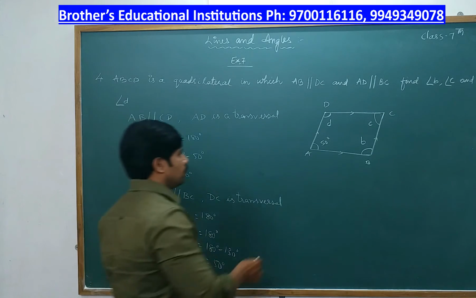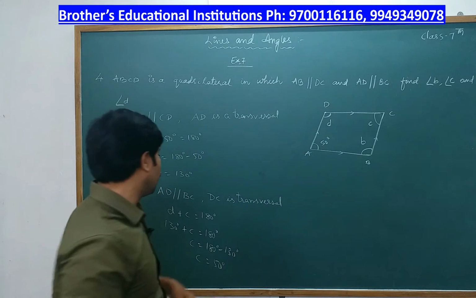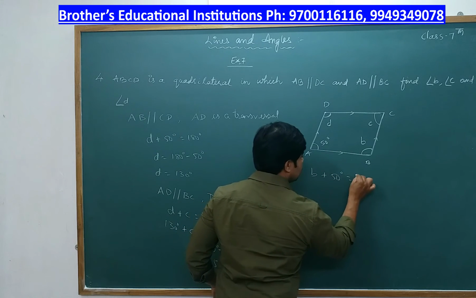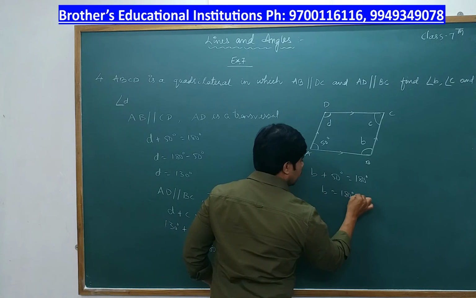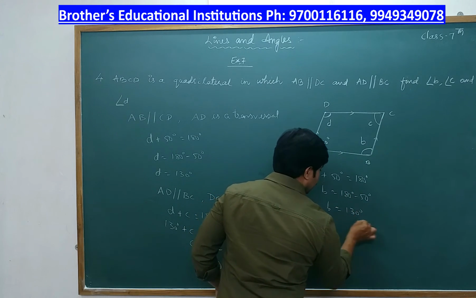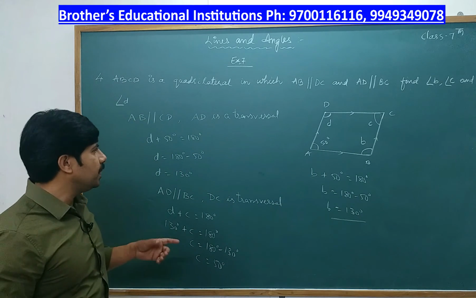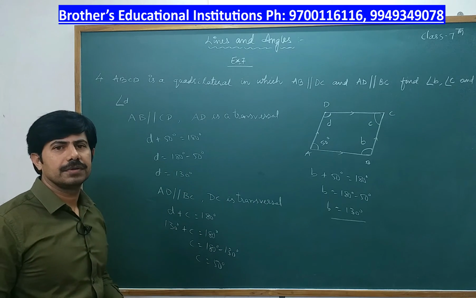We can use B plus 50 equals 180, or C plus B is equal to 180. So if I use this, B plus 50 is equal to 180. So what is B? It is 180 minus 50. So B will become 130 degrees. Okay, so we got B, C, D. So this is completed.